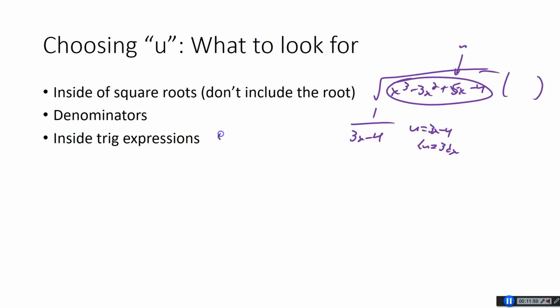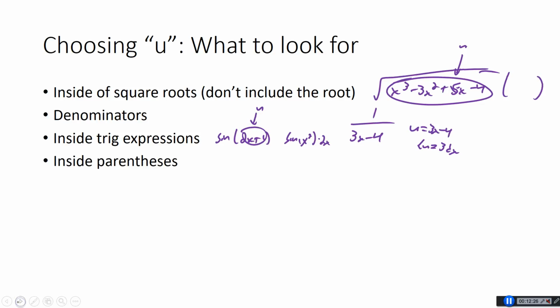Inside trig expressions. Sine of 2x plus 1. 2x plus 1, great choice for u. Then you just have sine of u, really easy to integrate. Okay, you might have sine of x squared. If that's the case, you better have a 2x sitting next to it because that's the chain part. That's your du would be the 2x dx. So really nice if you have any kind of trig that you can use that part on the inside of the trig expression.